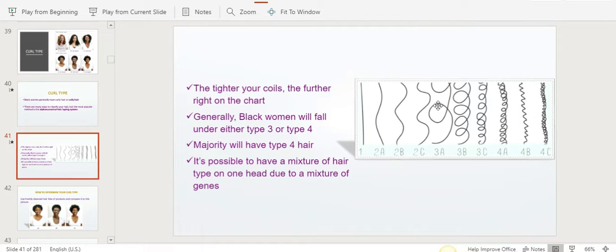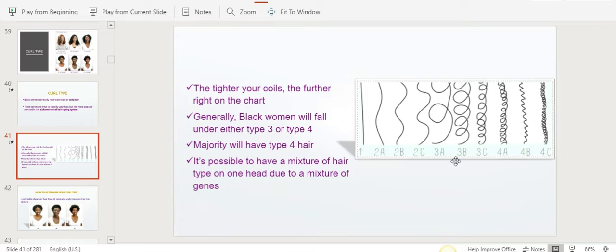So from this image you can see, we have this image, even though I'm going to show you the next image, which will make things more clear. So in this image you have the different types of hair types. So you have type 1, type 2A, 2B, 2C, 3A, 3B, 3C, 4A, 4B, and 4C. So the tighter your coils are, the further right on the chart it is.